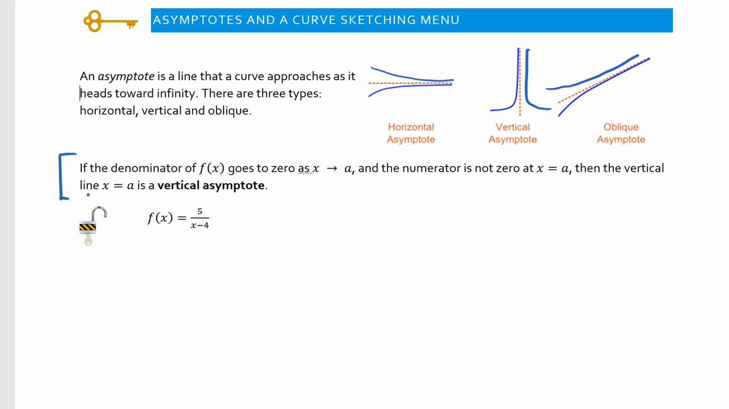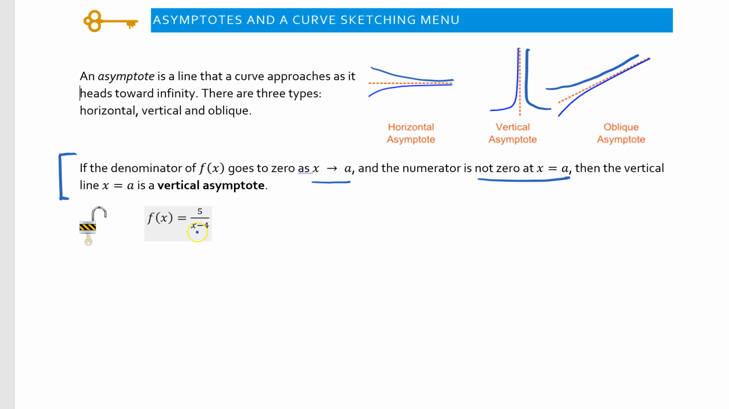So the first one, if the denominator of the function goes towards 0 as x tends towards some value, and if the numerator is not 0 at that value, then the vertical line x equals a is a vertical asymptote. Now let's do that with an example and translate this into English.